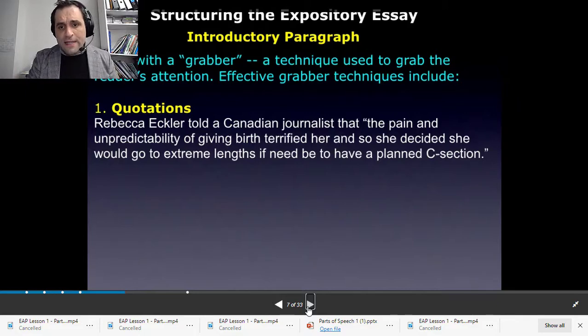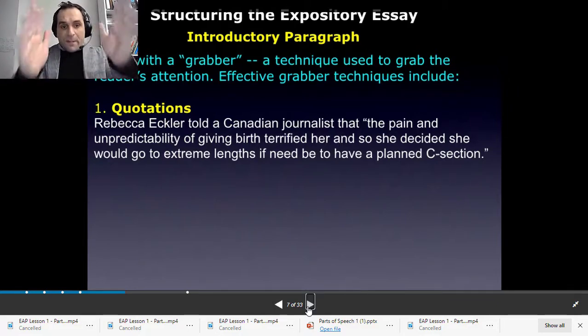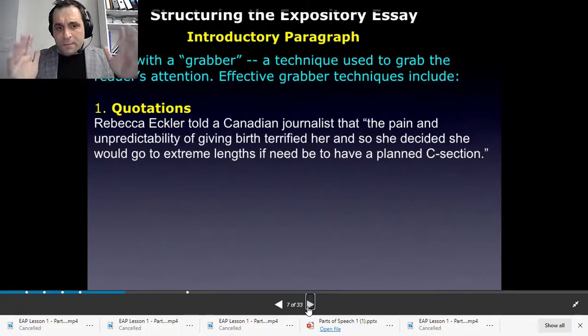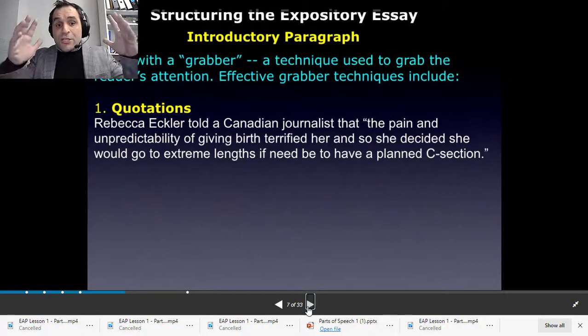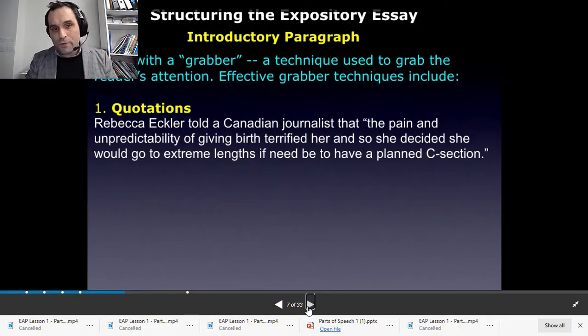And you can see that there are quotation marks before "the pain" and after "C-section." So that means the pain and unpredictability of giving birth terrified her, and so she decided she would go to extreme lengths, if need be, to have a planned C-section. She said that. Rebecca Eckler said that. Those were her words.